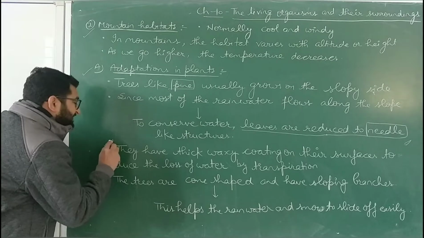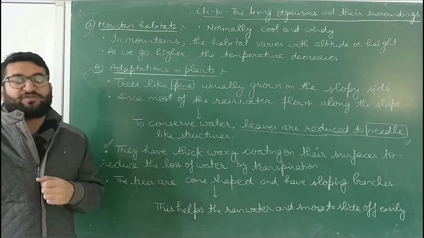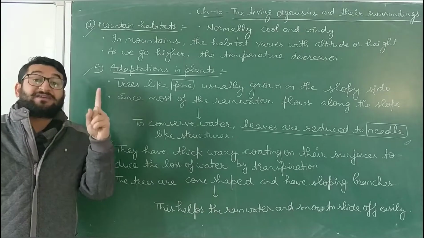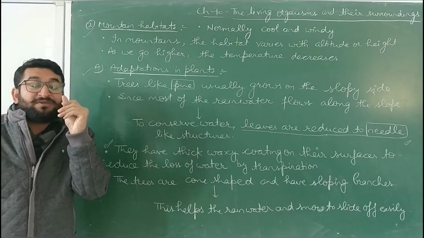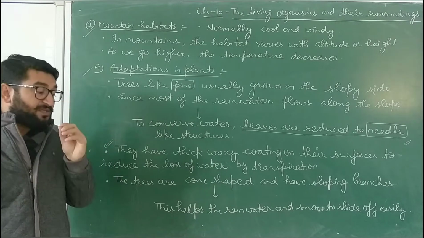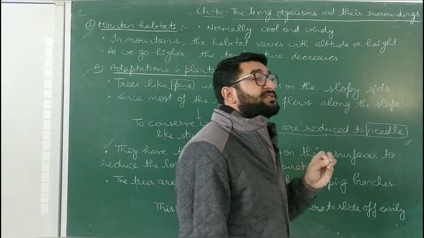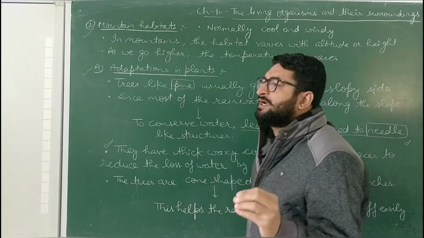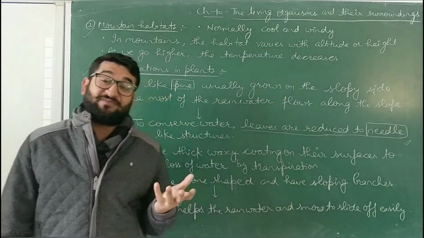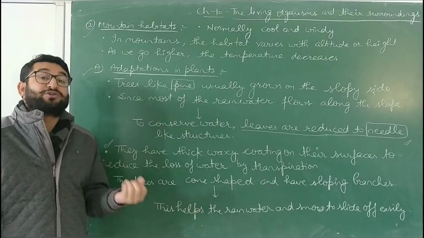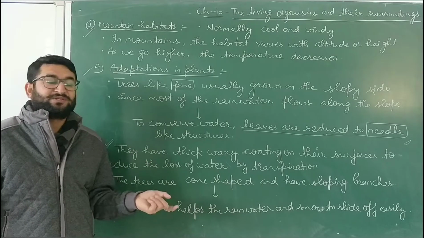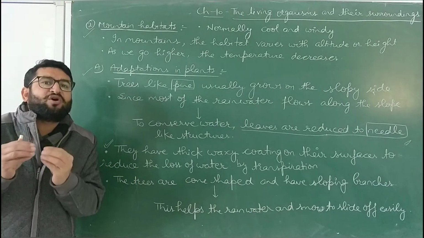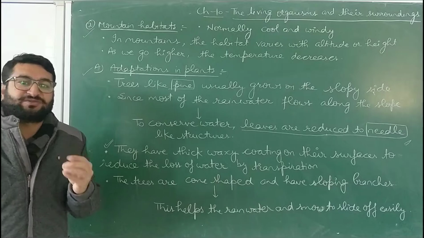They have a thick waxy coating over the surface of their leaves and on the surface of their stem. And we had discussed this in the desert plants as well. The waxy coating means a slimy coating. This waxy coating is impermeable to water. That means it does not allow the water to pass through it. So if water will not pass through it, the loss of water does not take place. So this waxy coating also helps the plants to reduce the loss of water through transpiration.